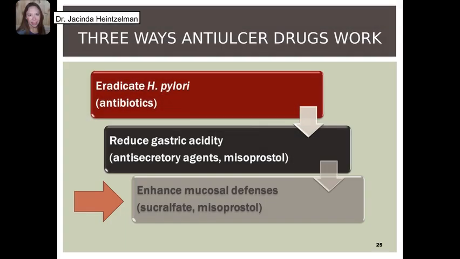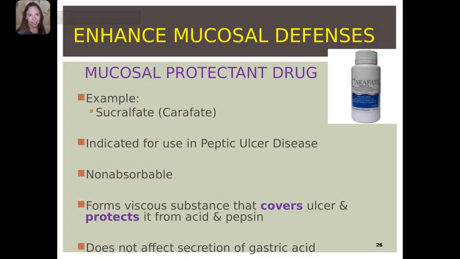The last way anti-ulcer drugs work is to enhance the mucosal defenses. So we're going to talk about that now. So what exactly do the mucosal protectant drugs do? Well, these are going to enhance those mucosal defenses within the stomach. An example of this type of medication would be Carafate. We will use this in peptic ulcer disease, and this medication is non-absorbable.